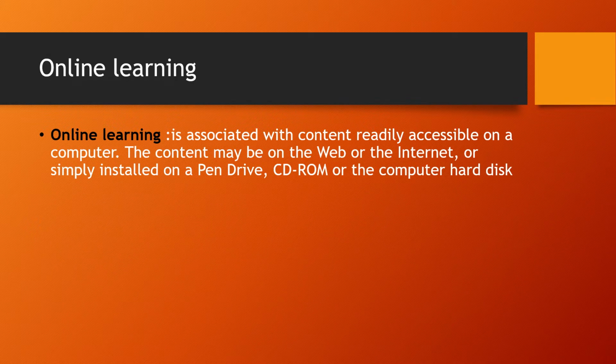Next concept is online learning. Online learning is associated with content readily accessible on the computer. The content may be on the web or internet, or simply installed on a pen drive or CD-ROM or computer hard disk. In online learning, if we are searching something on the internet or we are learning from Wikipedia, all these are examples of online learning.